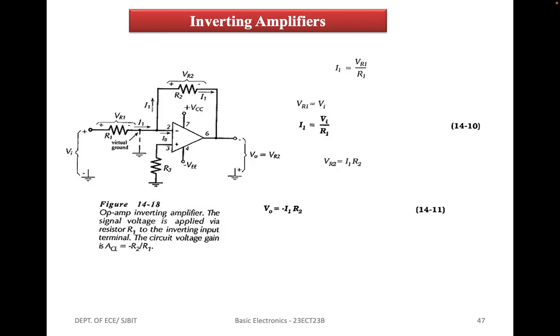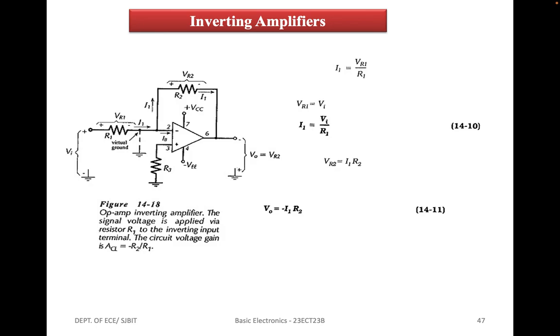So the circuit input current in the figure can be calculated as I1 is equal to VR1 by R1. The input voltage is applied to one end of R1 and the other end of R1 is at ground level. Consequently, VR1 is equal to V1, and I1 is equal to VI by R1. I1 is always selected to be very much larger than the op-amp input bias current.